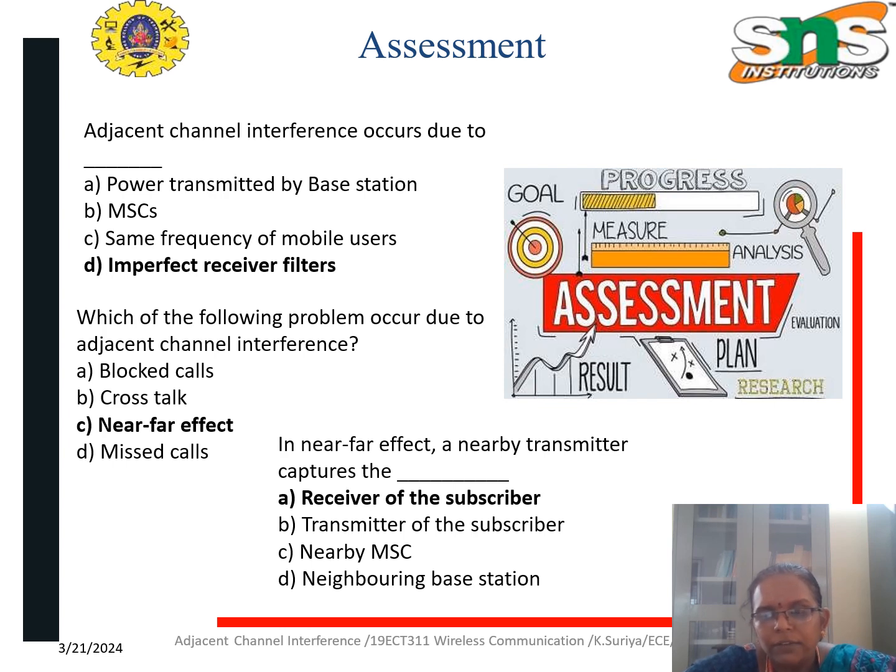Next one: in the near-far effect, a nearby transmitter captures the receiver. Options are A. Receiver of the subscriber, B. Transmitter of the subscriber, C. Nearby MSC, and D. Neighboring base station. Yes, the answer is receiver of the subscriber.